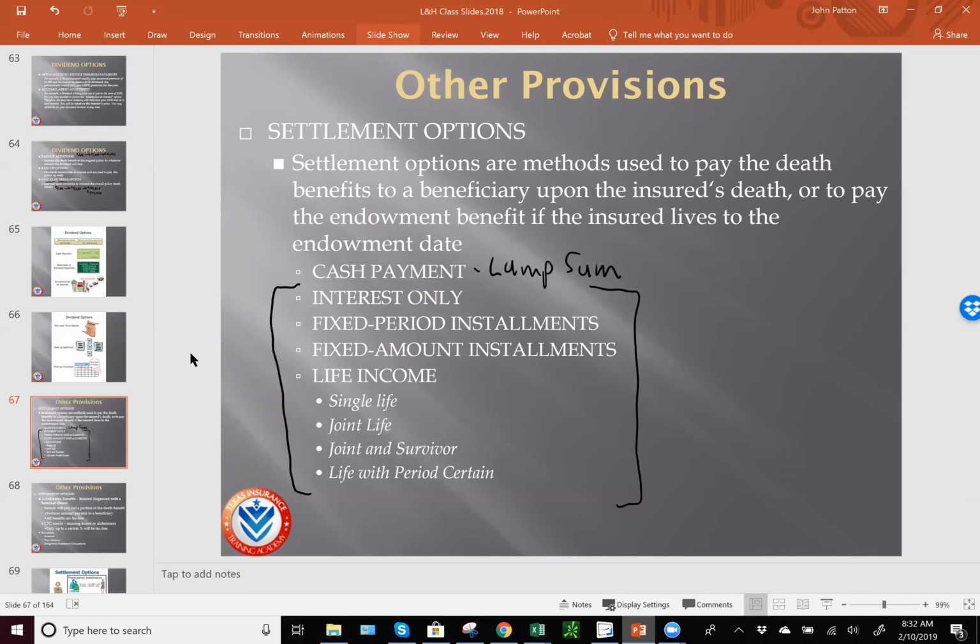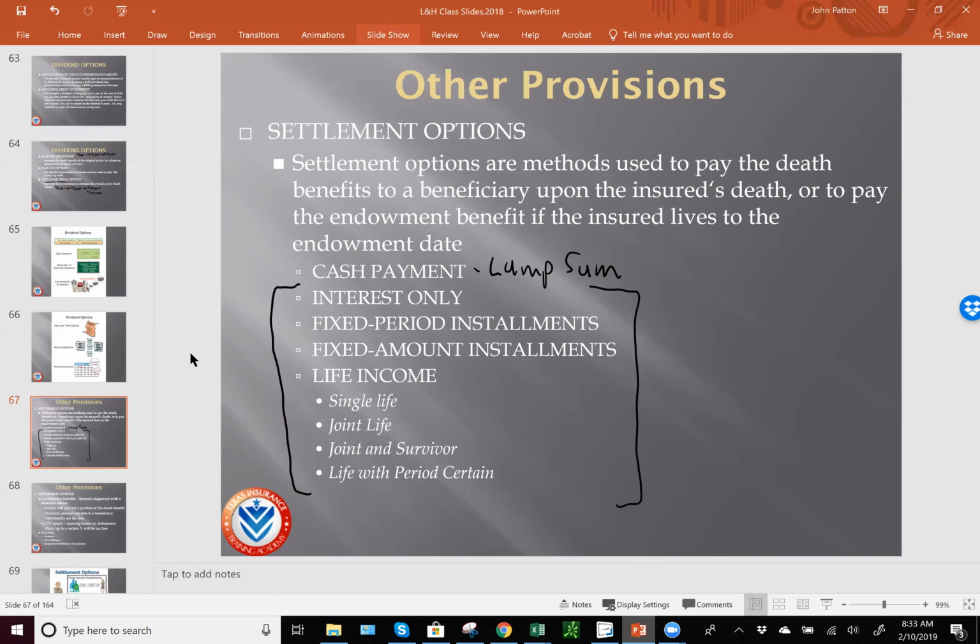Fixed amount installments, this is where you, the beneficiary, would choose how much you would want each payment to be. If you choose how much each payment is going to be, then the insurance company is going to choose how long it's going to get paid out. Because once again, with interest attached, it can be a little bit longer.